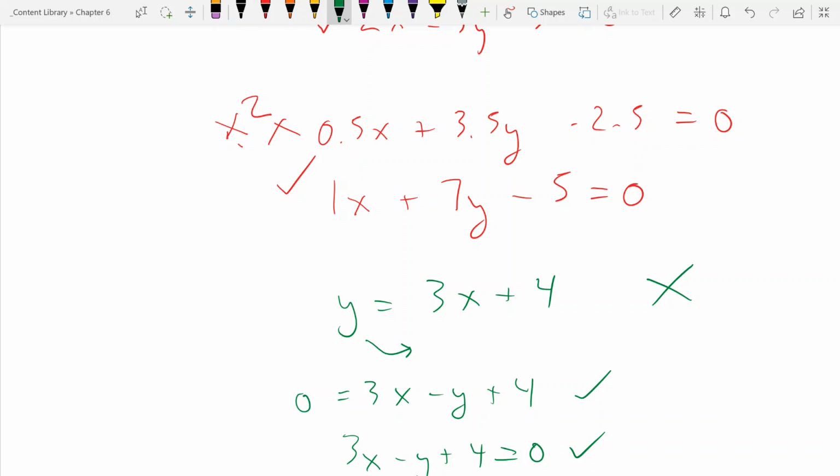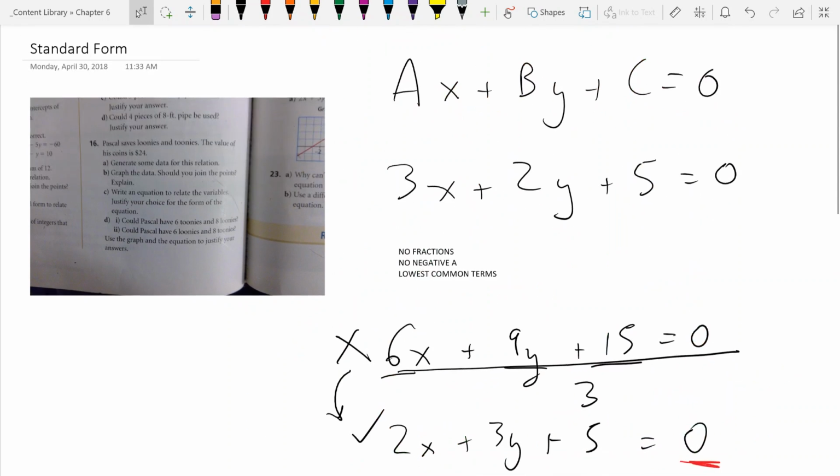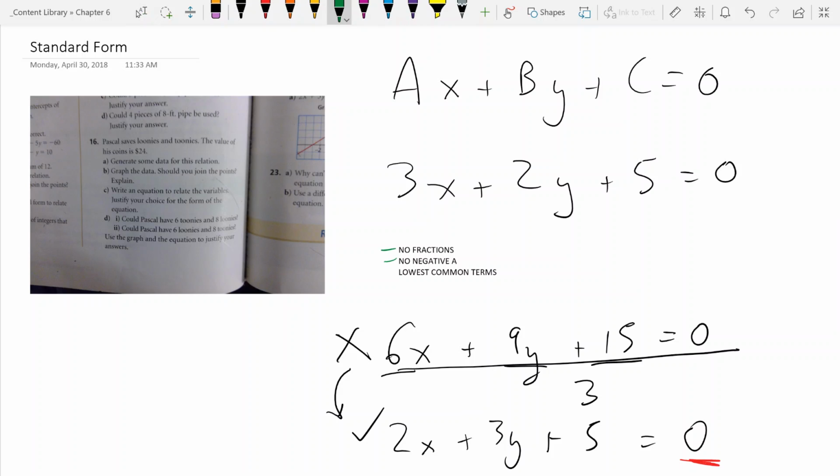So when you're dealing with equations, usually rearranging is the biggest thing. And then just checking for those 3 rules: no fractions, no negative a, which is the number in front of x, and it has to be lowest common terms. This one's the least common, it happens the least, but you need to be aware of it. A lot of times it gets overlooked.